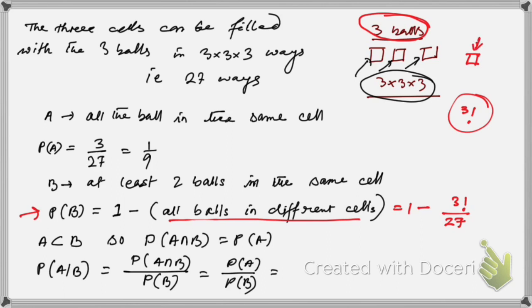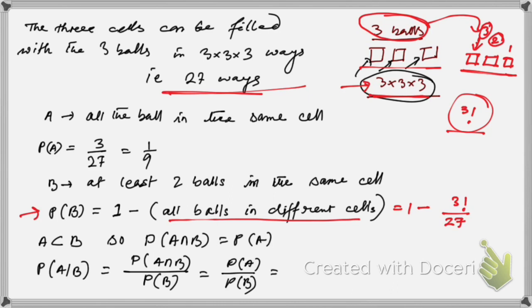If you want to fill the first cell, then you have 3 balls, and you can put any one of them. Once it is filled, only 2 balls will be left. So for the first one you have 3 options, for the next 2 options, for the last 1 option. That is factorial 3. These 3 cells can be filled in 3 into 3 into 3 ways, that is 27 ways in total.